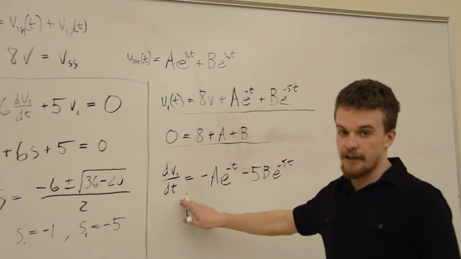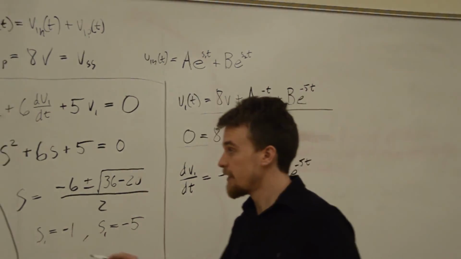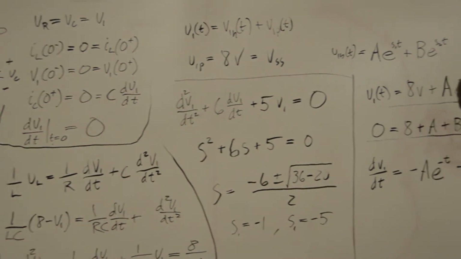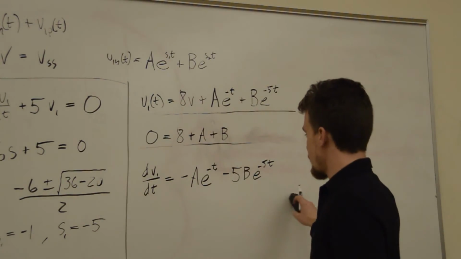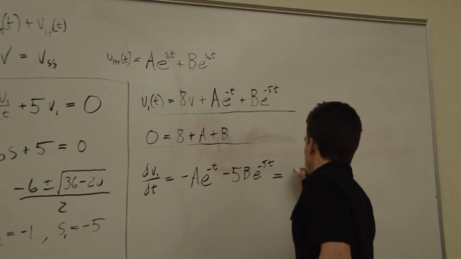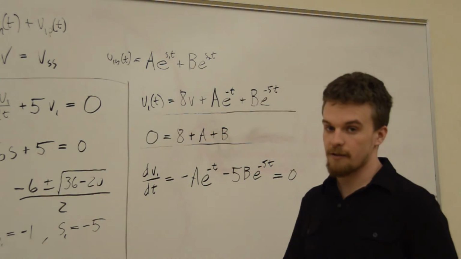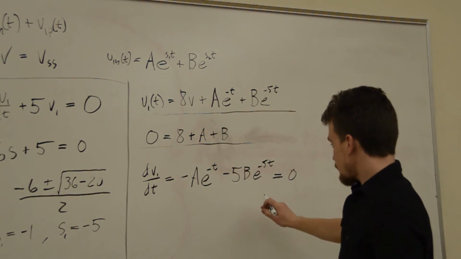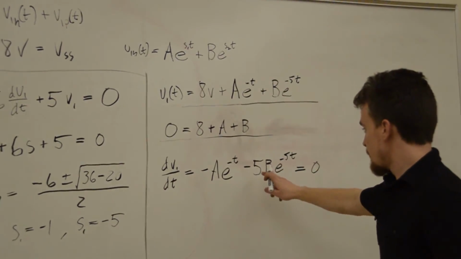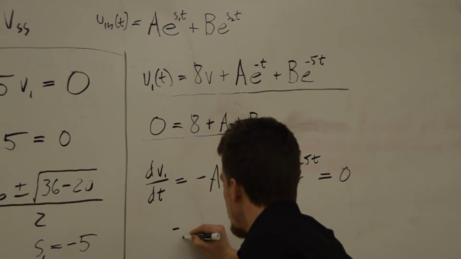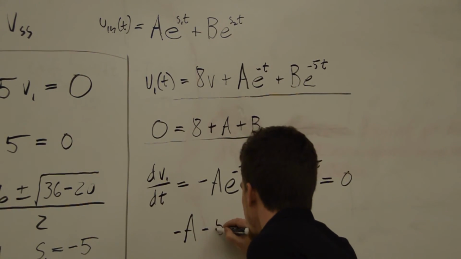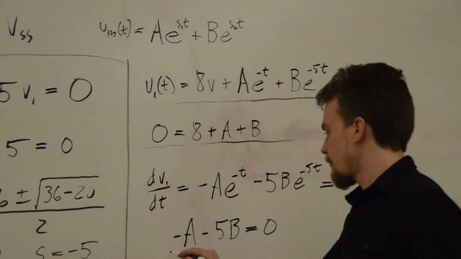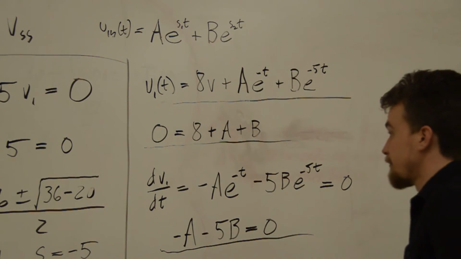And we know the value of this at t equals 0. We said that dV1 at t equals 0 is equal to 0. So now we can set this equation equal to 0 at t equals 0. That's the important part. So we substitute t equals 0 into this. Our exponential terms become 1, and that gives us negative a minus 5b is equal to 0. Now there's our second equation that we can use to solve for this.